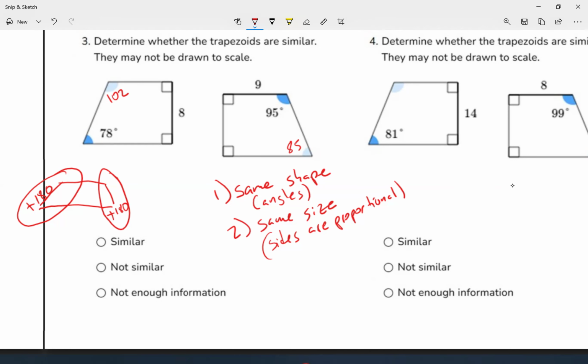So same shape. Are these two angles equal to these two angles? Are they the same? No. So not similar. I don't even care now if they have the same size, I mean, similar size, if sides are proportional. I don't even check the size because it has to meet both criteria. So as soon as it fails one, not similar.